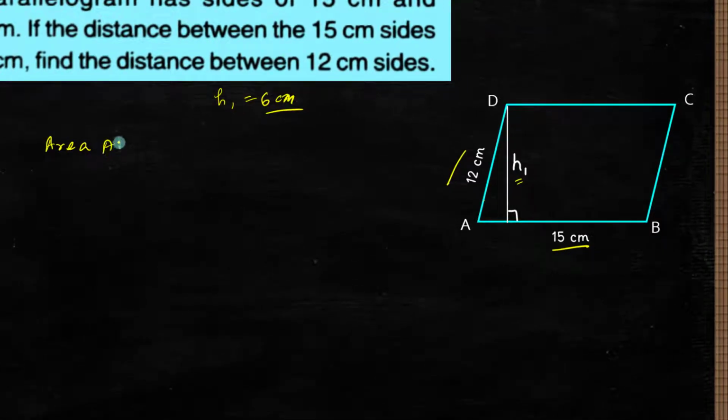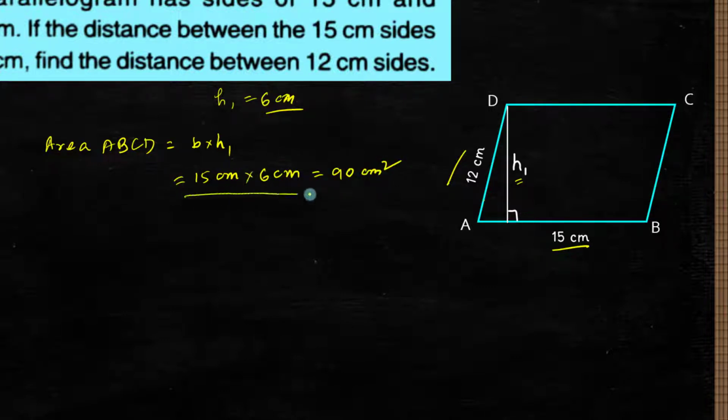Area ABCD is equal to b into H1, the height of the parallelogram. So this is equal to base. Here base is equal to AB, that is equal to 15 centimeter, and height H1 is given 6 centimeter. So this is equal to 90 centimeter square, the area of the parallelogram.